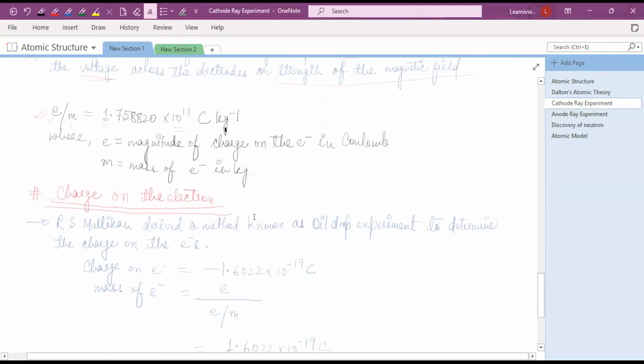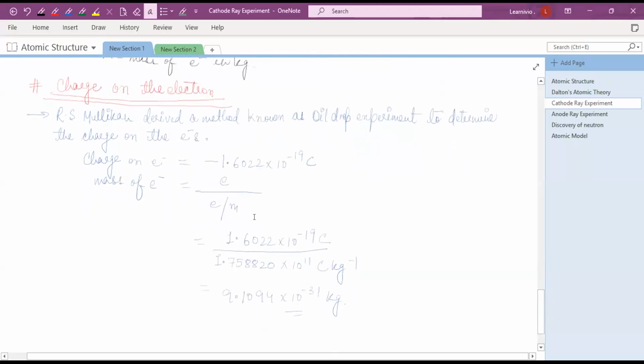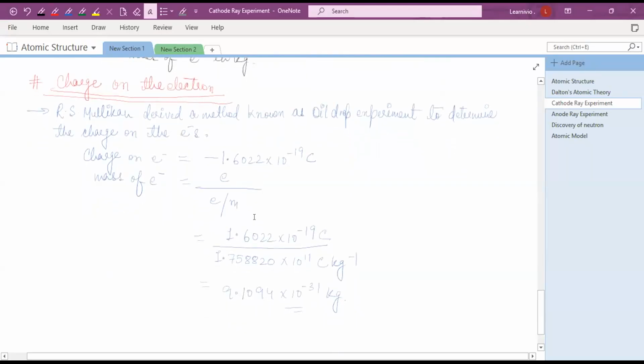Yes. Okay, now see the charge on the electron. So the charge on the electron is given by R.S. Millikan, who derived a method which is known as the oil drop experiment, right? This is given in the NCERT in the box part. You can just read it.